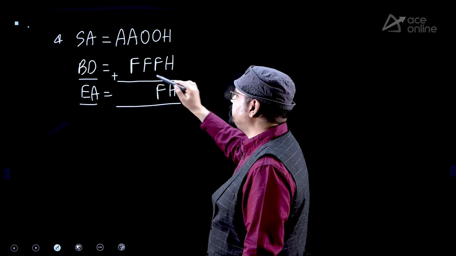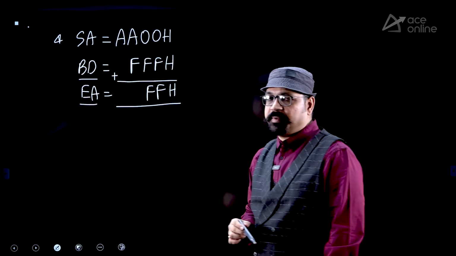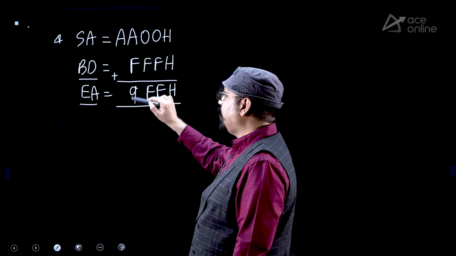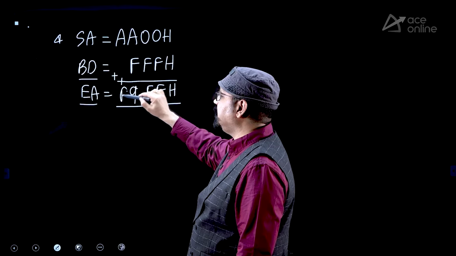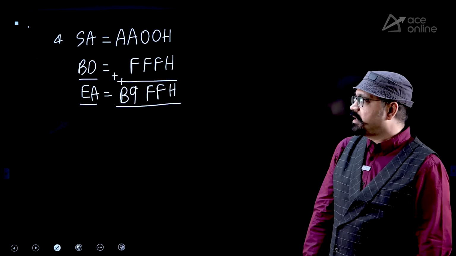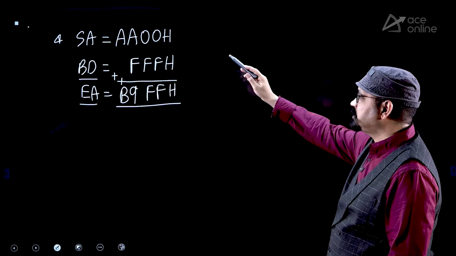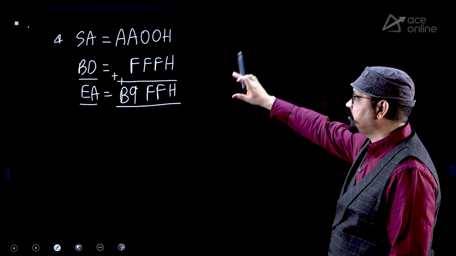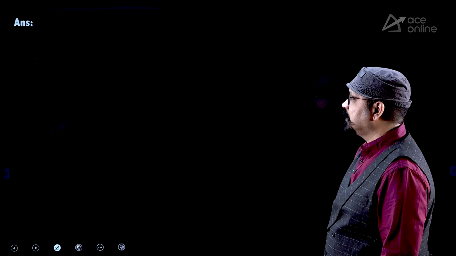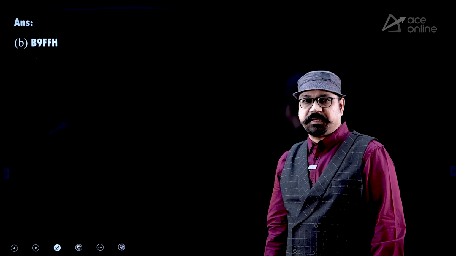This is 0 plus F is F, 0 plus F is F, F plus A, F plus 1 is 10, remaining 9. So it is 19. A plus 1 is B, B9FF hexa. B9FF hexa is the end address. It is starting from AA00 and ending at B9FF because there are 4 kilobytes. Answer is option B, B9FF hexa.